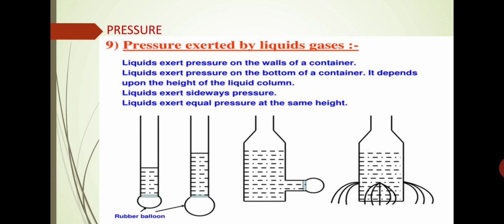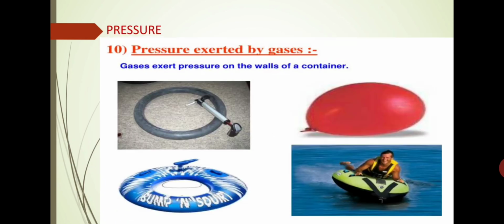These are the main points which come out from these activities: liquids exert pressure on the bottom of a container. It depends upon the height of the liquid column, how much height of that liquid is. Liquids exert sideways pressure also. By these three activities, we get to know about them. Liquids exert equal pressure at the same height. So these are the activities which we have discussed in liquids.